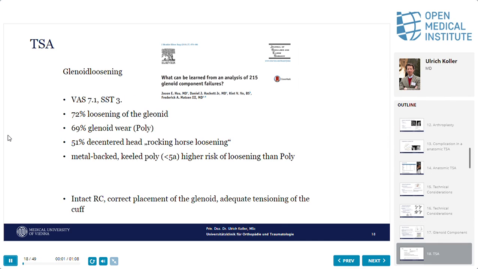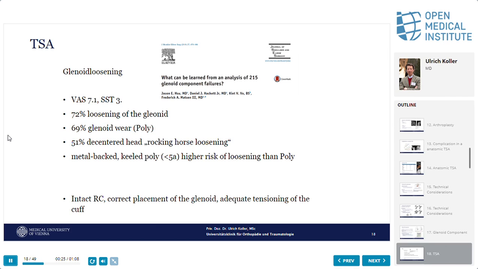So glenoid loosening, what can be learned? That's from a group around Madsen. What can be learned from 250 glenoid components that failed? Here again, they found that 72% had loosening, 69% had glenoid wear, so they had some osteolysis in the bone. That's not good.